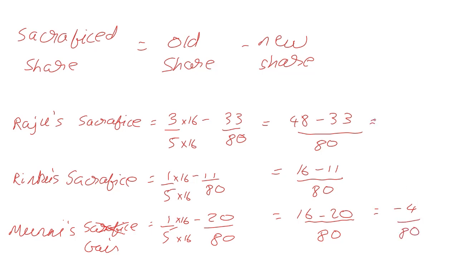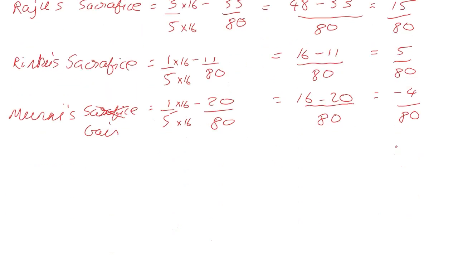Now, for these two, simple mathematics, 48 minus 33. Okay, and I think we're going to end up with 15 by 80 over here, but do the math yourselves. 16 minus 11 is going to give me 5 by 80 over here. Both of these are positive numbers. So both of these are sacrifices. So we have a sacrifice ratio.